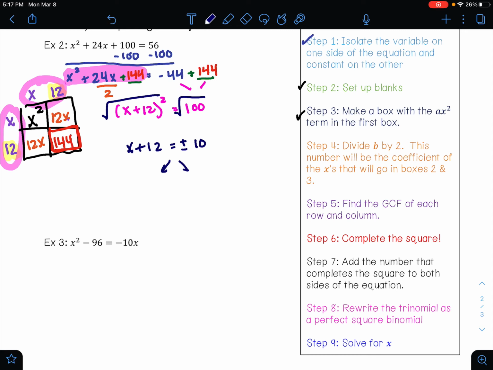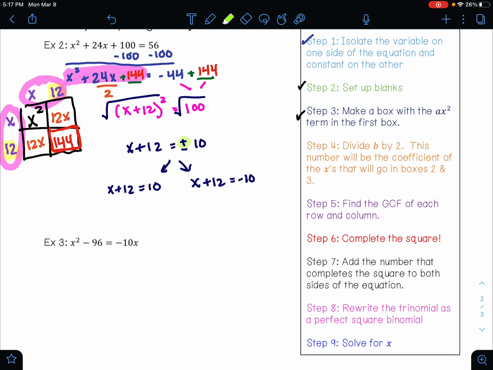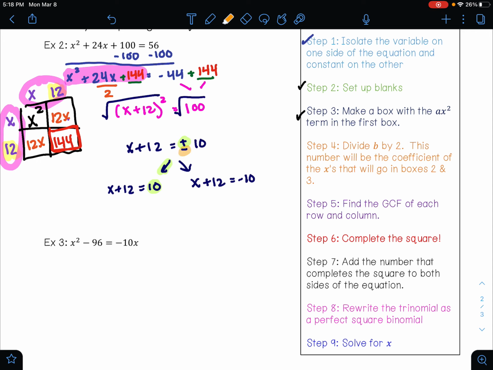From here, I have two equations to solve. x plus 12 equals positive 10, and x plus 12 equals negative 10. I have one equation for the plus sign, so for the positive 10, and I have another equation for the minus sign, so for the negative 10.